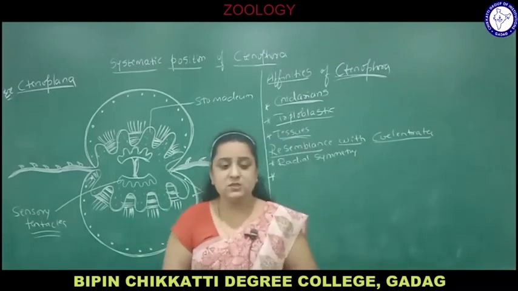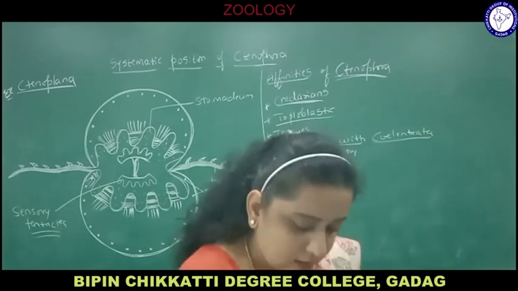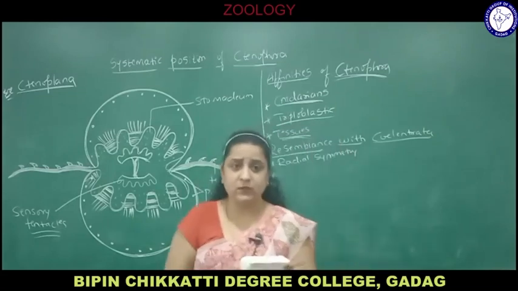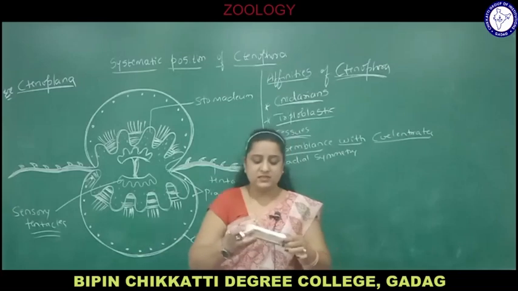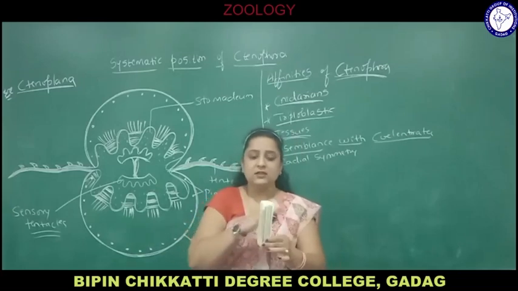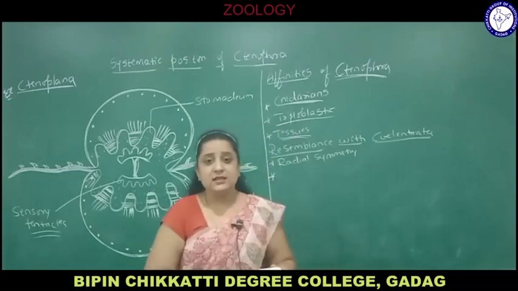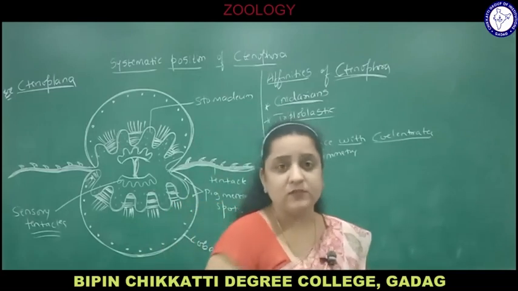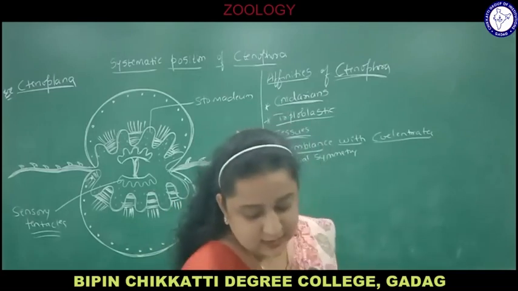Bilateral symmetry, bi means two. If the animal body is cut into equal halves passing through one plane, then you will get two equal parts. Radial symmetry is when the body is divided into equal halves passing through any plane.